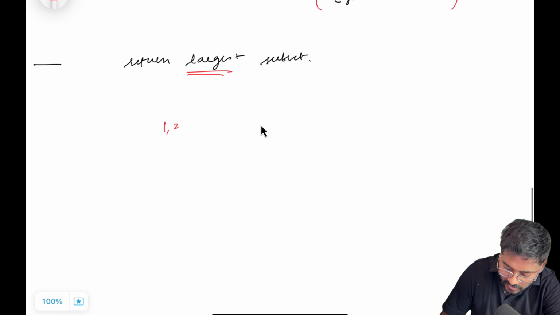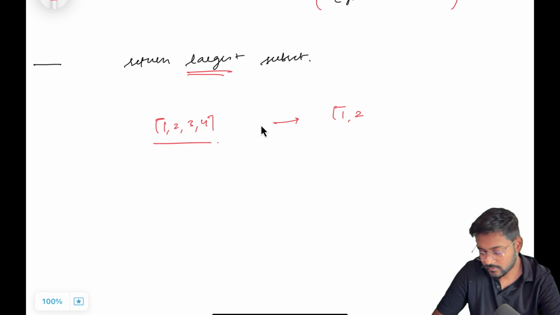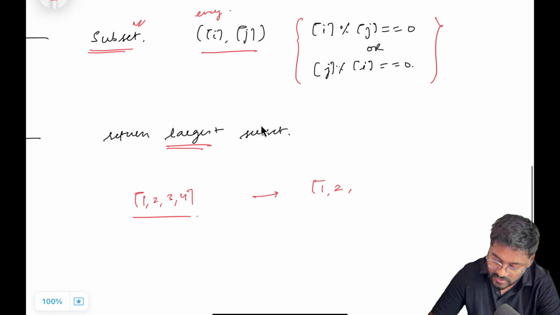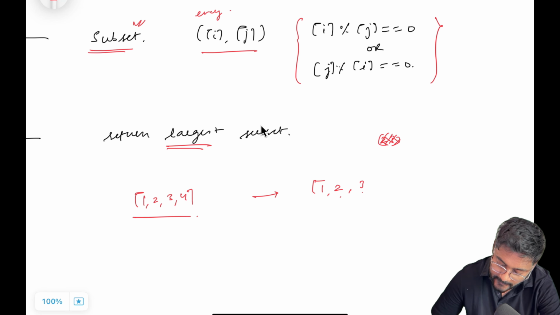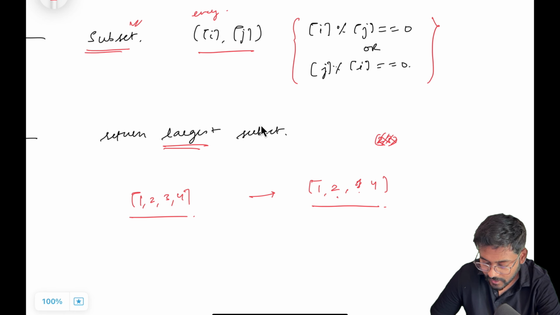If I take an example like 1, 2, 3, 4, what can be the largest subset? Taking 1 is always valid. If I take 2, this is also valid, because every pair is following this condition. Taking 3 is not valid, because 3 is divisible by 1, but if we pick the pair 2 and 3, it is not a valid pair. So we can't take 3, but we can take 4, because every pair has one dividing the other completely. Even if we take 2 and 4, it's valid. 1 and 4, it's valid. 1 and 2, it's always valid.